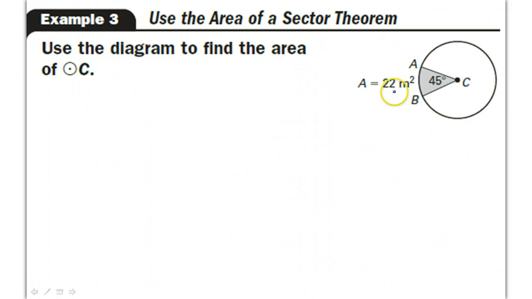Right. Please understand, they're putting this right here next to this little shaded part for a reason. This A equals 22 meters squared. That's supposed to be the area of the sector only, not the whole thing. Okay, so we're given the area of the little sector. Okay, so part over whole equals part over whole.